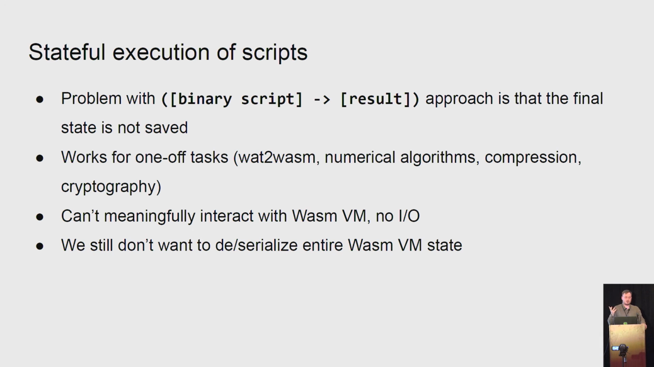So for example, numerical algorithms, compression, cryptography. At some point when I was developing this interpreter suite, I also had to support the text format of WebAssembly, which is WAT. And instead of writing my own parser, I took the WAT to Wasm transformer written in Rust, compiled that to Wasm, and ran it using the Wasm interpreter itself. That was the very first example of using some code written in Rust within Urbit.